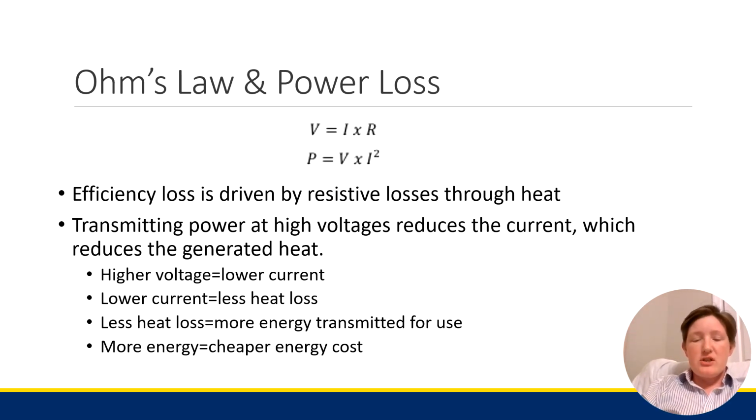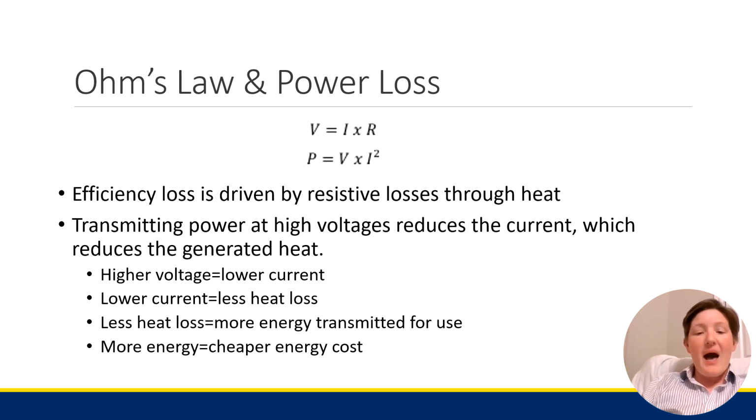So Ohm's law is described with this first equation. Voltage equals I, which is the current, times R, the resistance. And power loss, P, equals voltage times the current squared. So efficiency loss is primarily driven by the current increasing. But if you can keep your current low, then you're going to lose less heat to the environment.